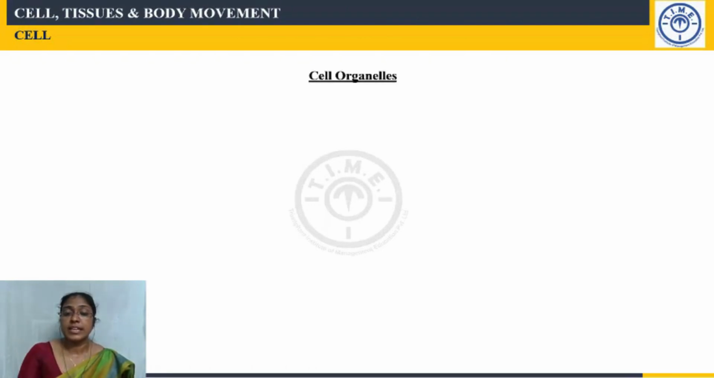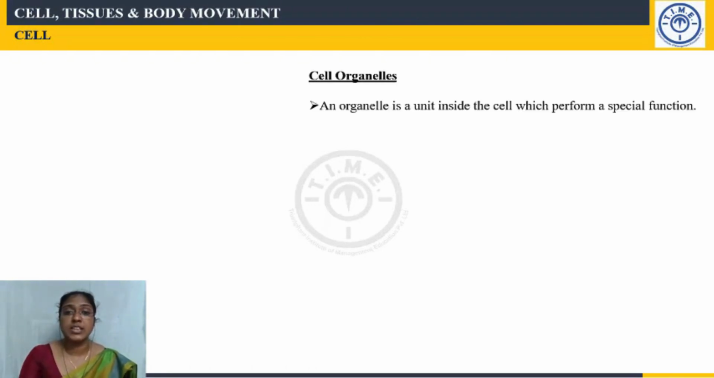Then what are cell organelles? Moving on to cell organelles. Organelle means a little organ. It is a unit inside the cell which performs a special function. There are different kinds of cell organelles, and inside the cell there is a division of labor. Each cell organelle is assigned a particular work, so they are doing their jobs independently.